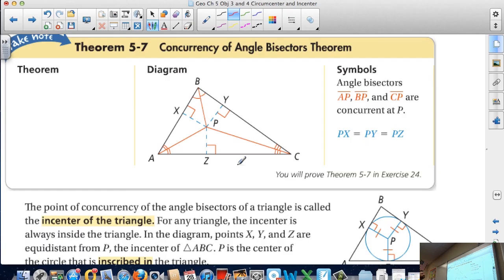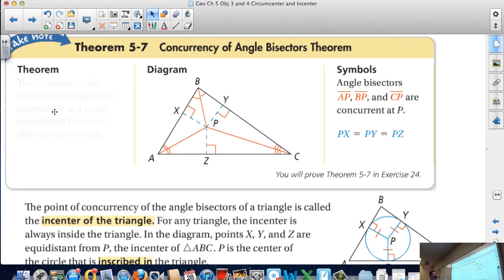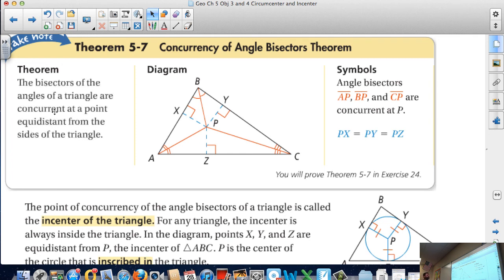All right, so there's objective 3, finding the circumcenter. Now the other thing we're going to look at is how we can find what we call the incenter. Now we're looking at the concurrency of the angle bisectors, right? Now we want to cut the angles of this triangle in half. So here's our theorem for the concurrency of the angle bisectors. The bisectors of the angles of a triangle are concurrent at a point equidistant from the sides of the triangle.